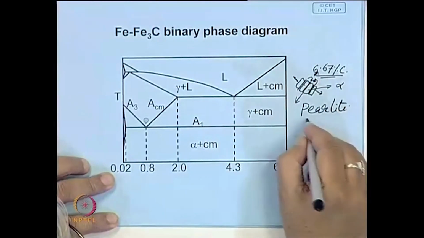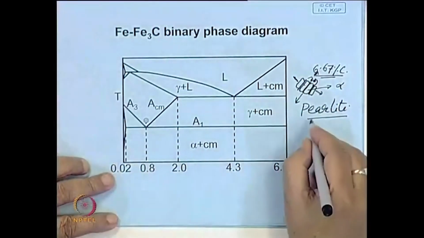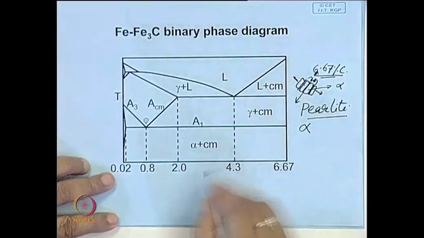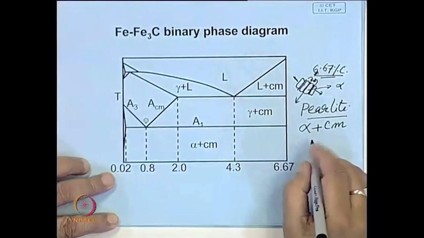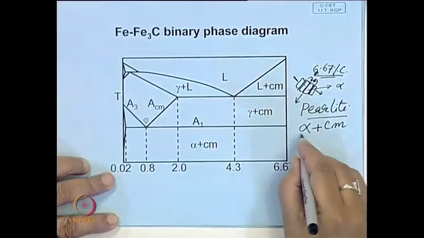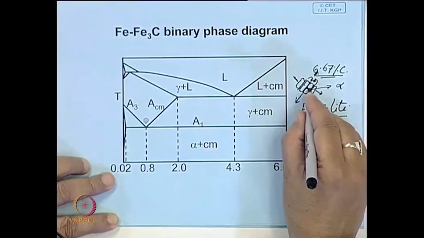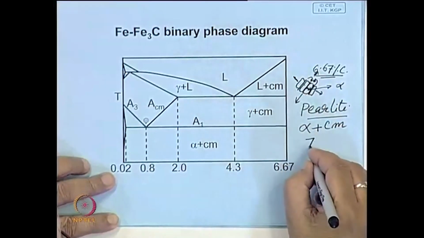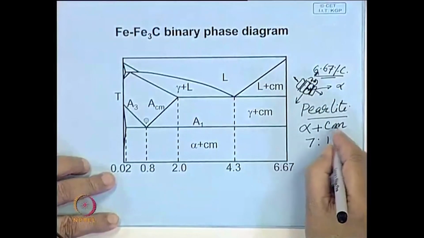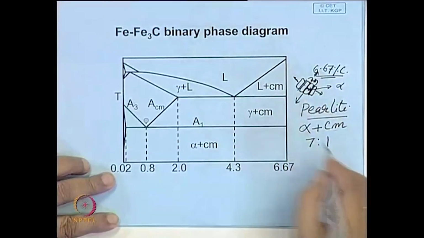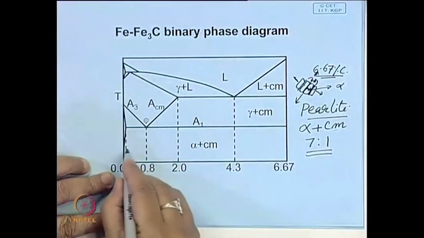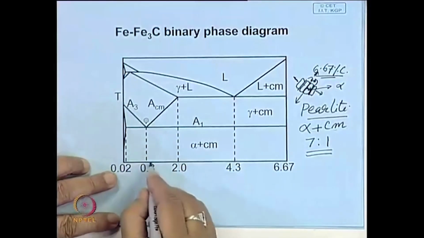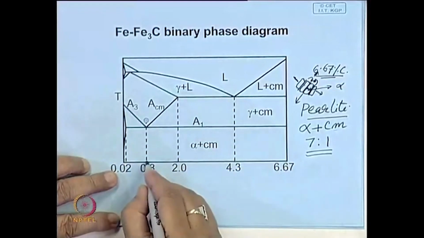This is called pearlite. Pearlite, mind you, is not a phase. It is made up of alternate layers of ferrite and cementite, and we saw that the width of this ferrite plate, if it is 7, then the width of the cementite is around 1. So, they will be in this ratio 7:1, which you can derive directly from the composition points which are given in the phase diagram.